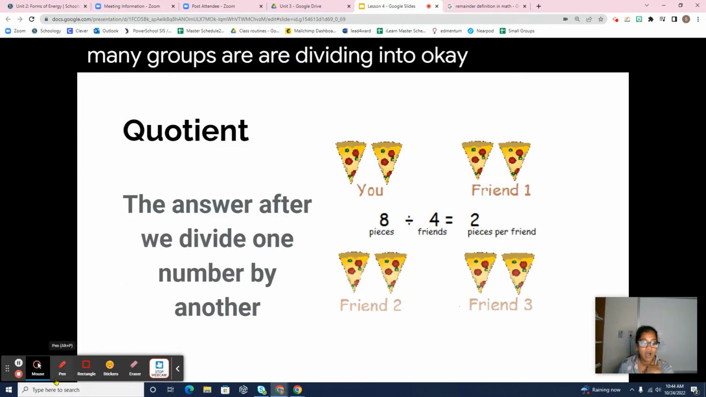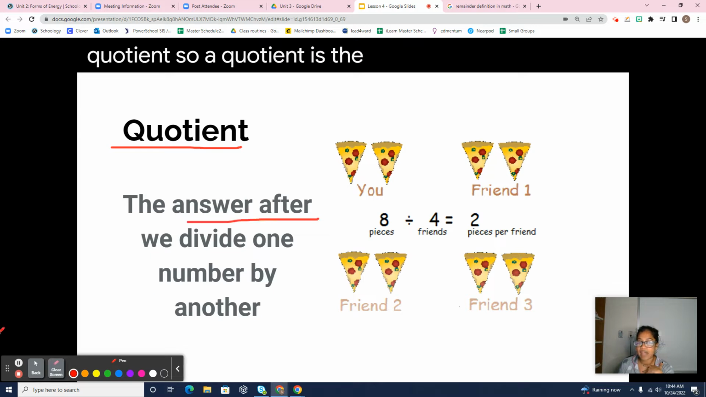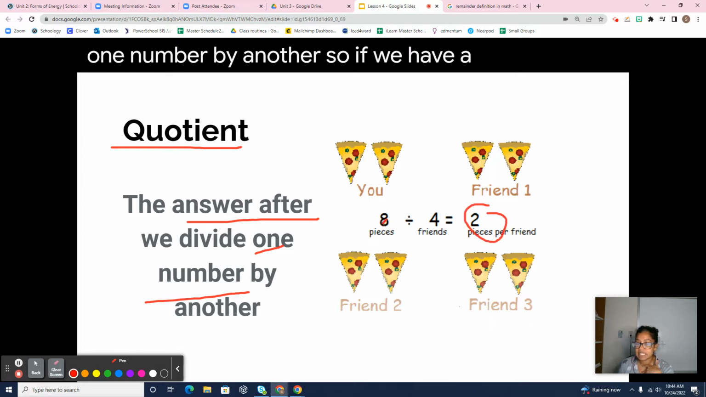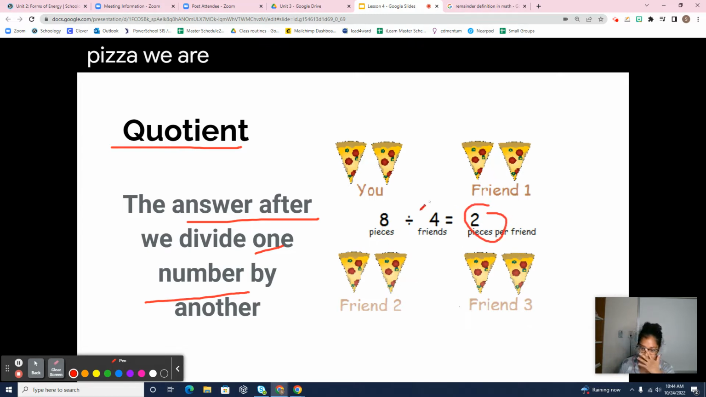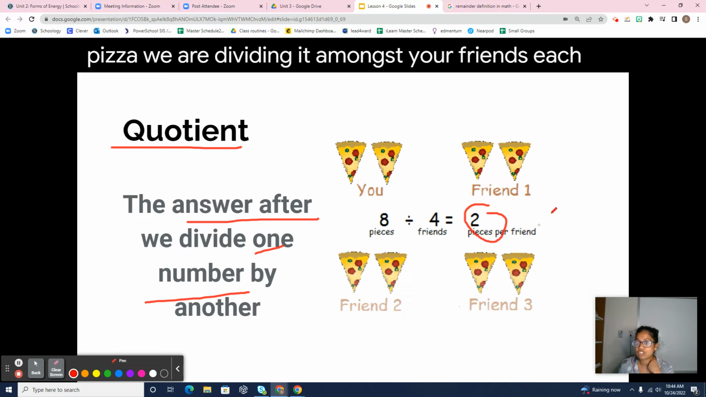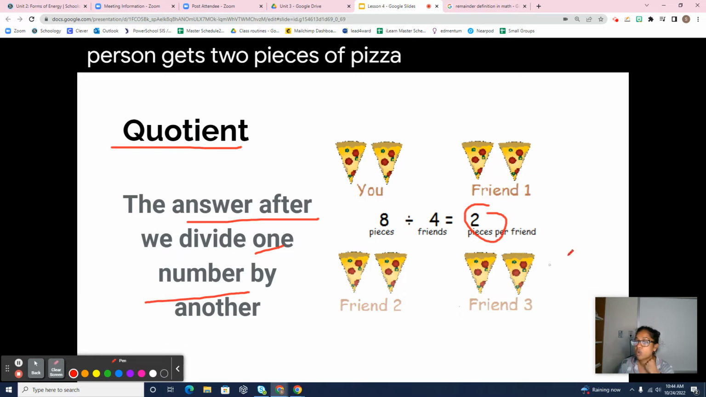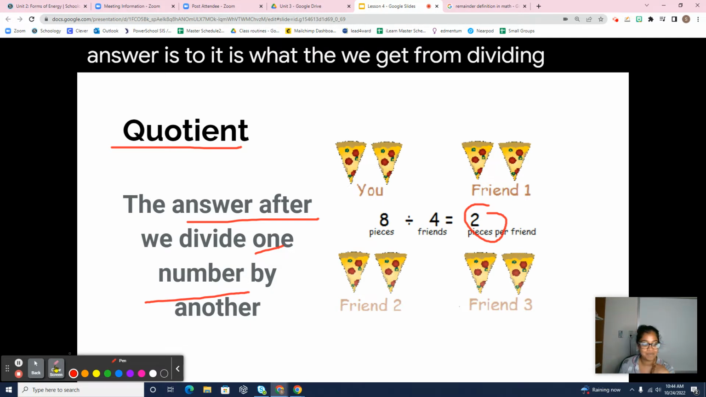Okay, now we have quotient. A quotient is the answer after dividing one number by another. So if we have 8 pieces of pizza and we are dividing it among 4 friends, each person gets 2 pieces of pizza. So our quotient, our answer, is 2. It is what we get from dividing.